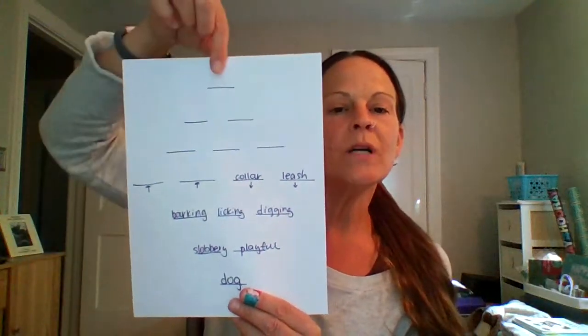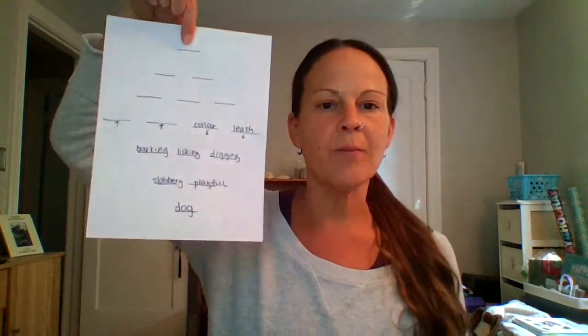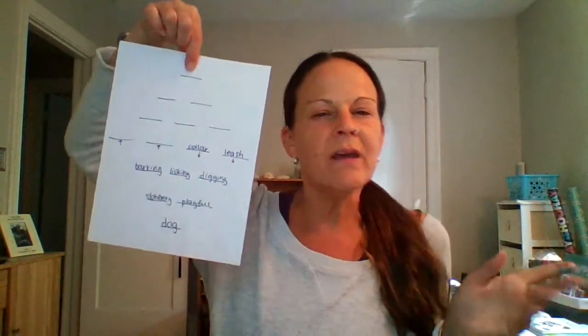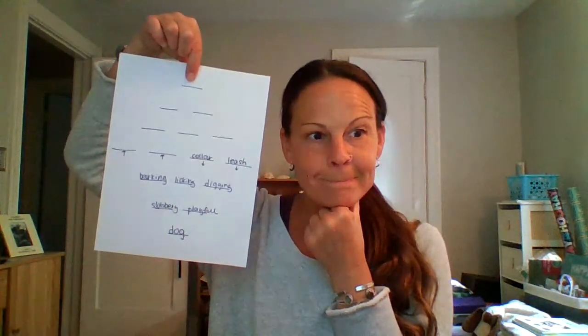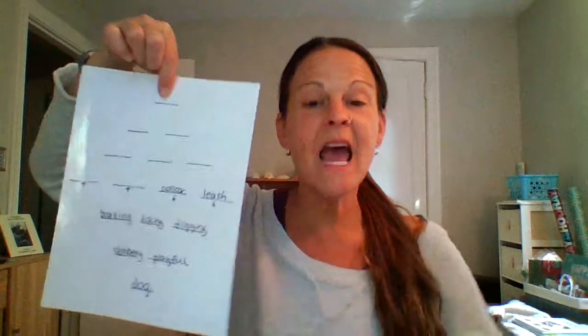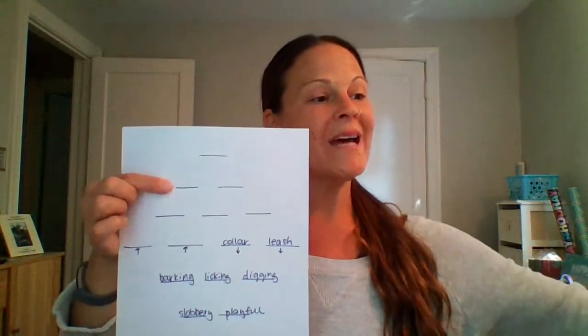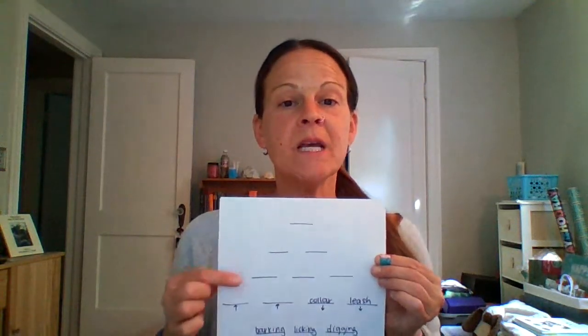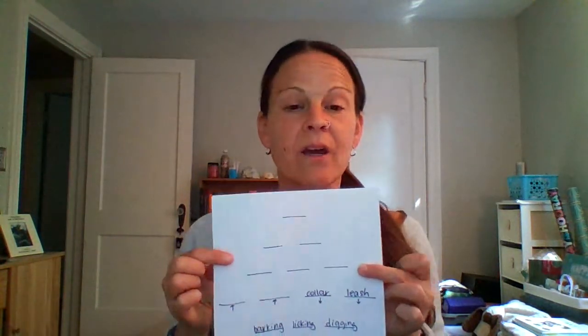But now if I wanted to do an antonym diamante, what could I start with at the top? What would we think of as the opposite of a dog? A cat? Yeah. So I could put cat at the top. Then I would need to think of 2 adjectives to describe a cat. Maybe gentle and sleepy. Then I would need 3 ing verbs of like purring, meowing, scratching.